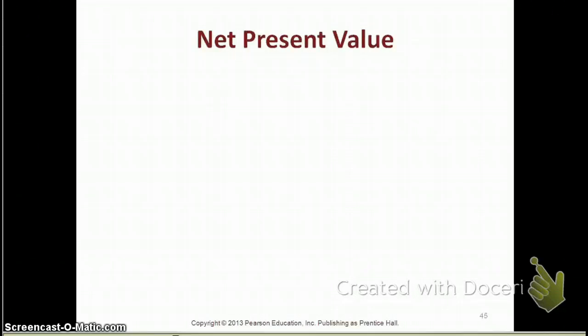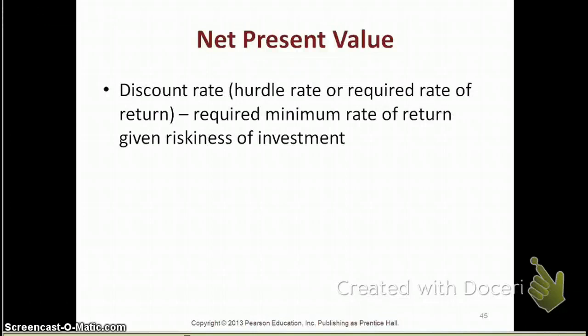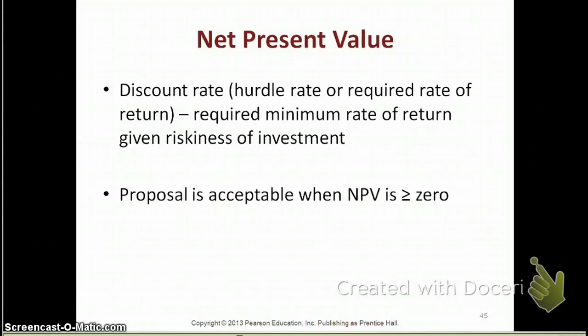Whenever we're calculating the net present value, the discount rate is what we expect as a minimum rate of return given the riskiness of the investment. Given that situation, whenever we calculate the net present value, we want it to be greater than or equal to 0. So our investment is acceptable when the net present value is equal to or greater than 0.